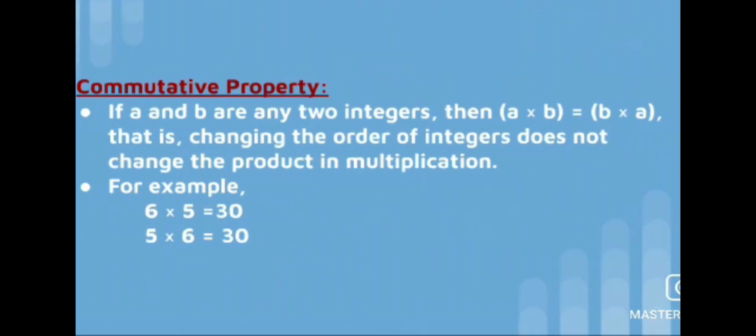Next, commutative property. Here also it is like closure, just you have to do one more step, that is we have to interchange the numbers. 6 into 5 is equal to 30, and 5 into 6 is also 30. So the commutative property is satisfied under multiplication. A into B is equal to B into A.